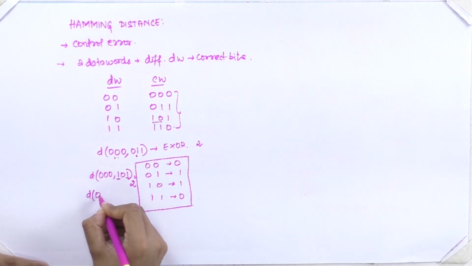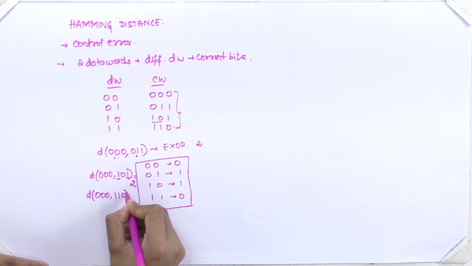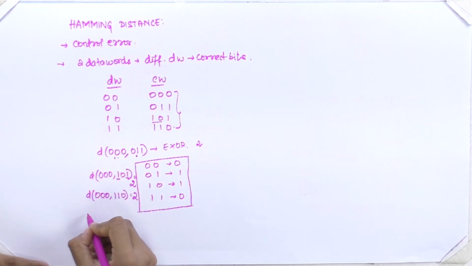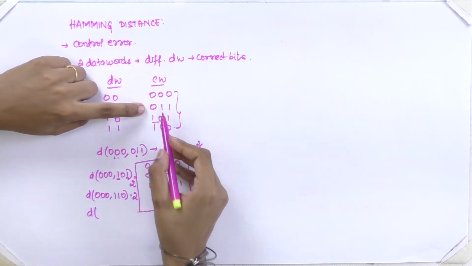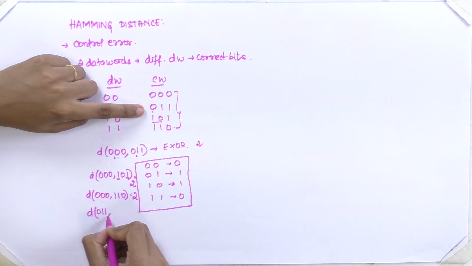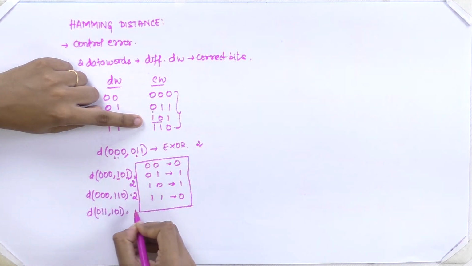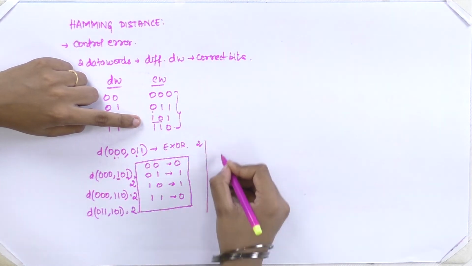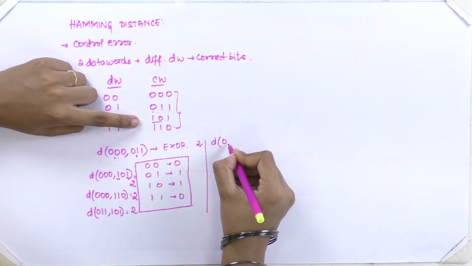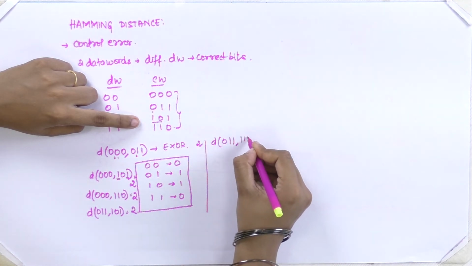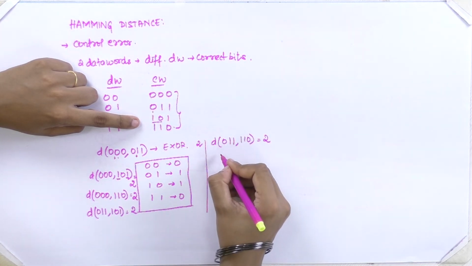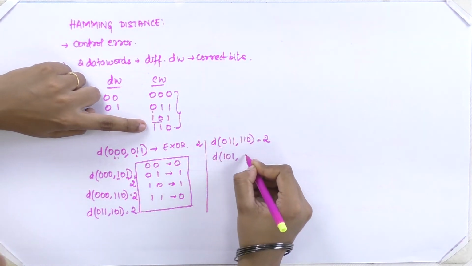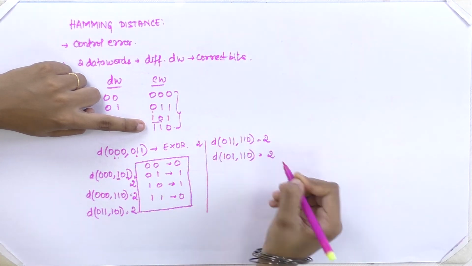Next, D of 000 and 110. Here you can see it is 2. Next, D of 011 and 101. This is also 2. This is just a combination. Next, D of 011 and 110. Here also the difference is 2. So D of 101 and 110. Here also the difference is 2.